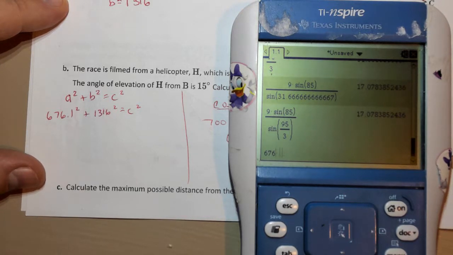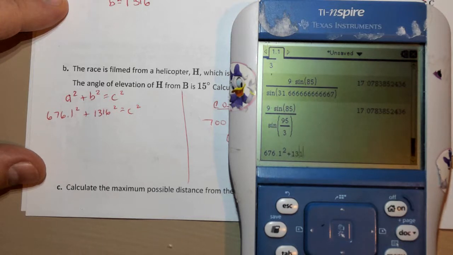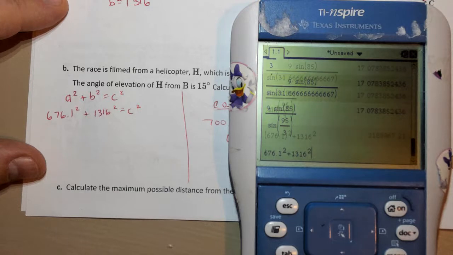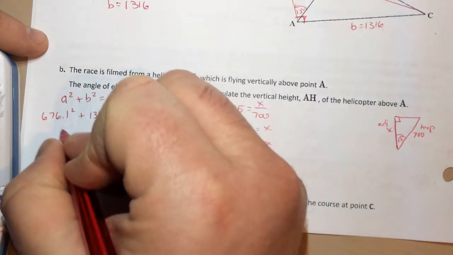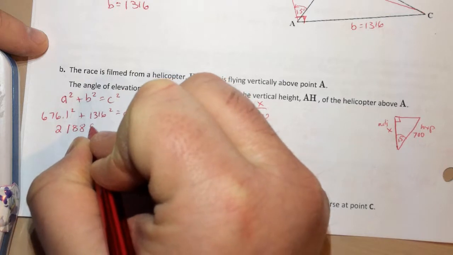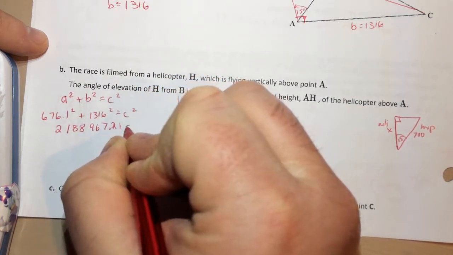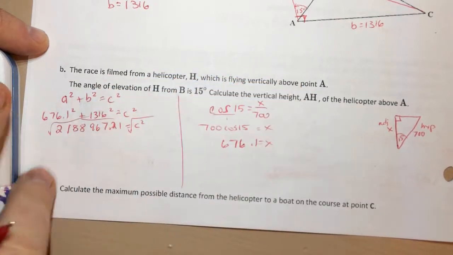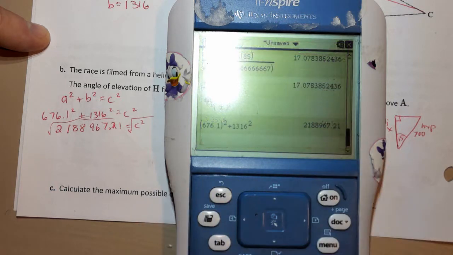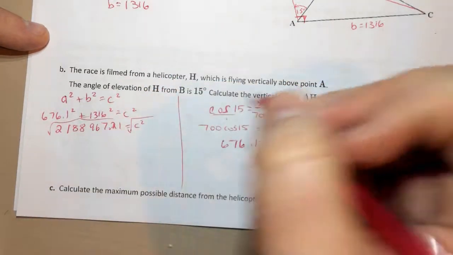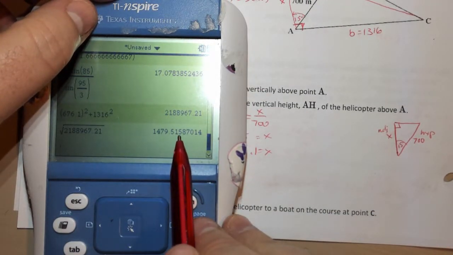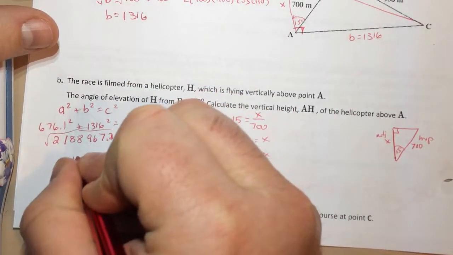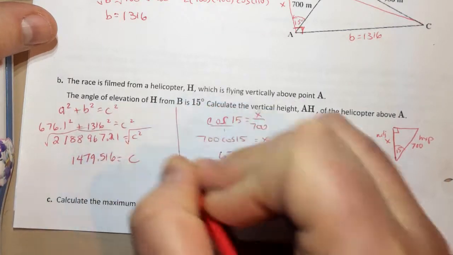676.1 squared plus 1316 squared is that number right there. So that's 2,188,967.21 is equal to c squared, and then we just take the square root. So we square root that answer, and let's go to the thousandth here. So the 5, we're going to round that up. So that's a 6. 1,479.516, and that would be meters.